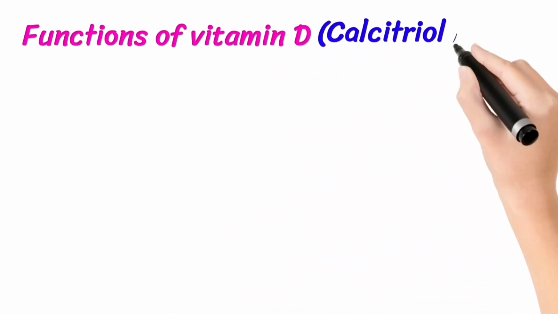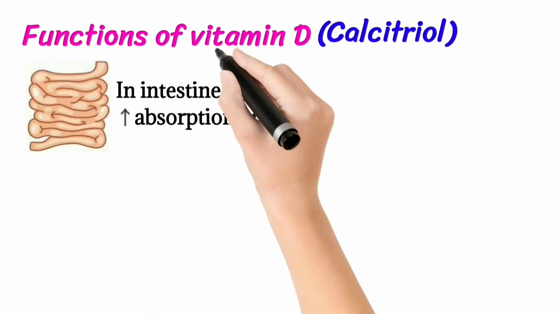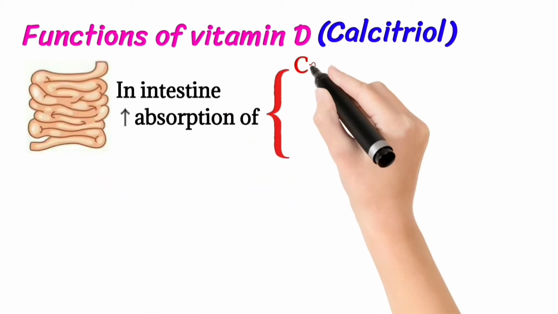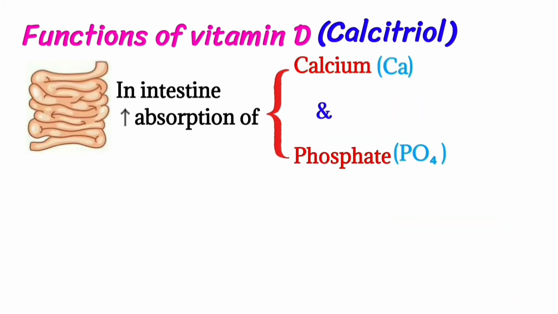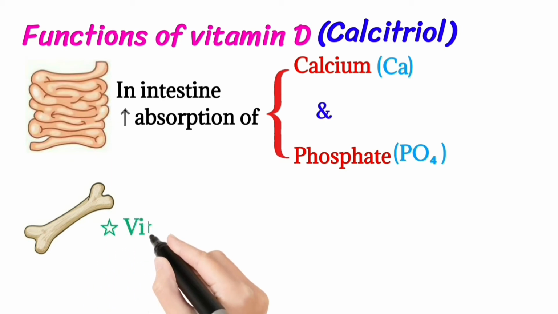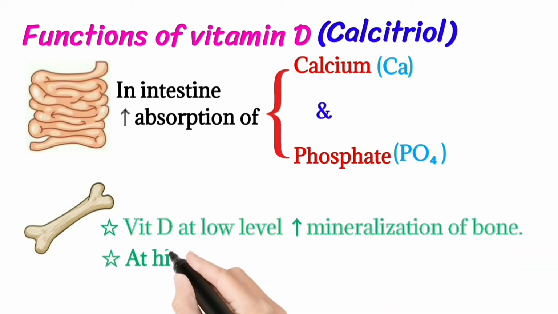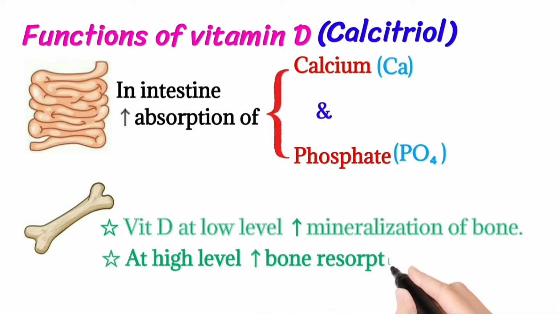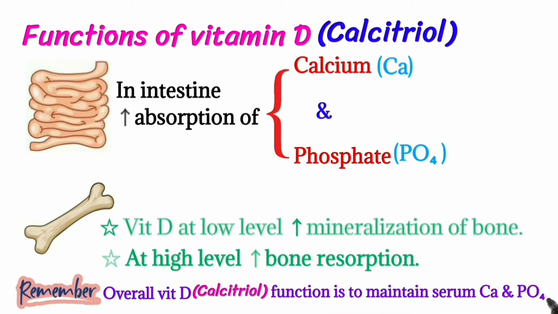Function of vitamin D. In the intestine, it increases what level? Calcium and phosphate level. In bones, at low level it increases mineralization of bone, while at high level it increases bone resorption. Remember students, overall the function of vitamin D is to maintain serum calcium and phosphate, right?